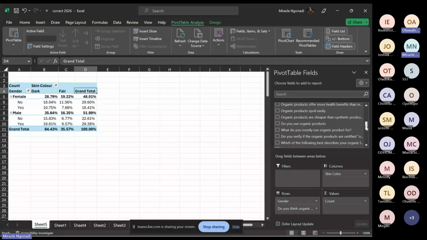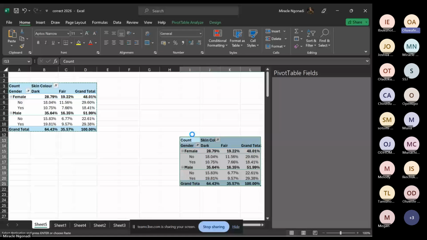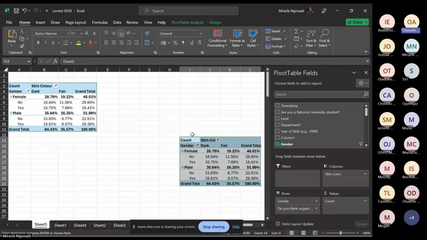Inside the pivot table, please. Now copy it. Yes, copy it and paste it elsewhere. Just paste it elsewhere. Good. So now we are going to work inside of this new one, hit enter, please. Good. Now we are going to remove all of this.